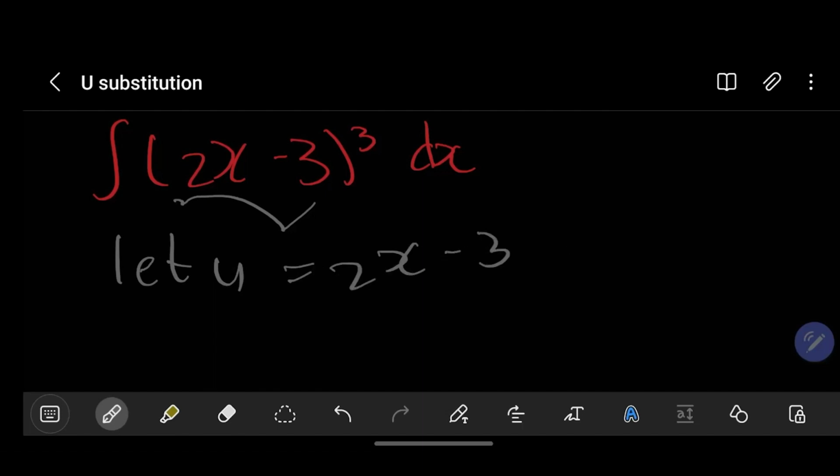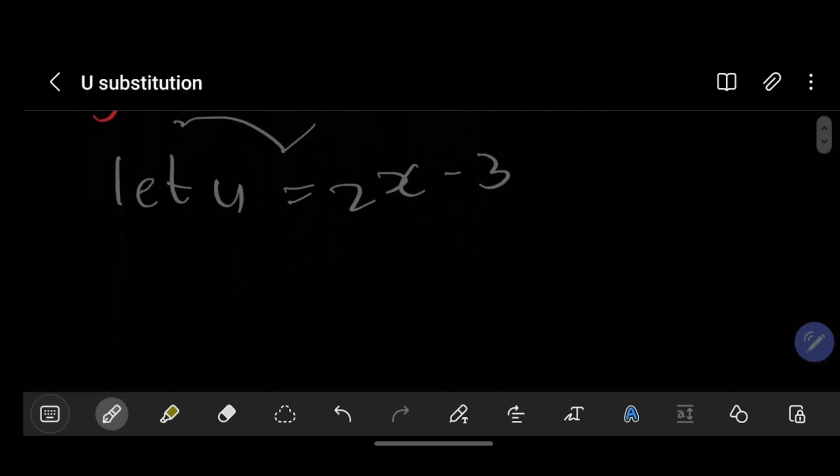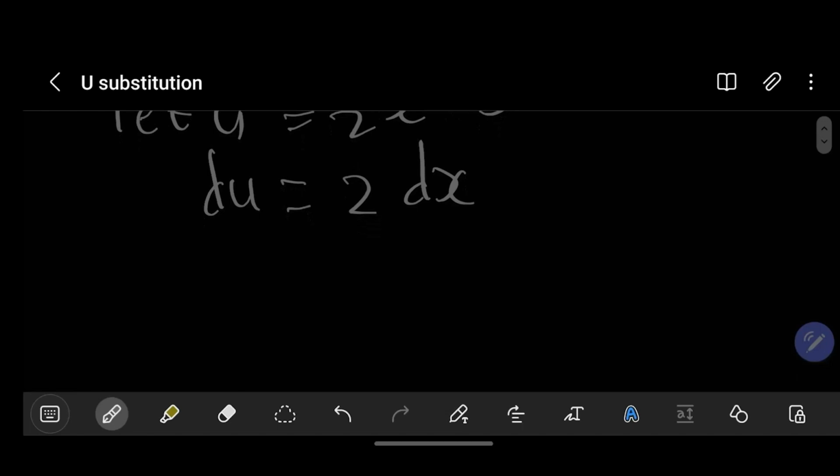Step 1 complete. Let's move on to step 2. We need to find what we want to make du. So du now is 2 dx. Okay, don't forget the dx. And then the last step is we need to find what is dx.